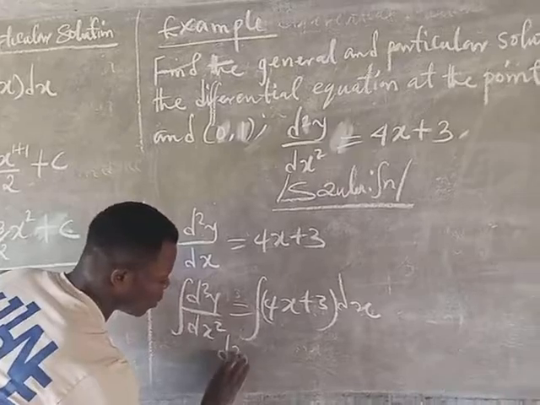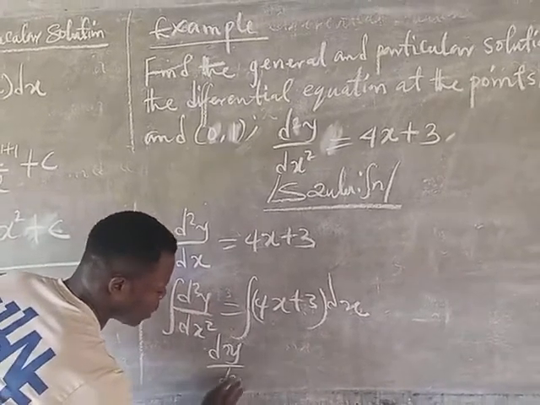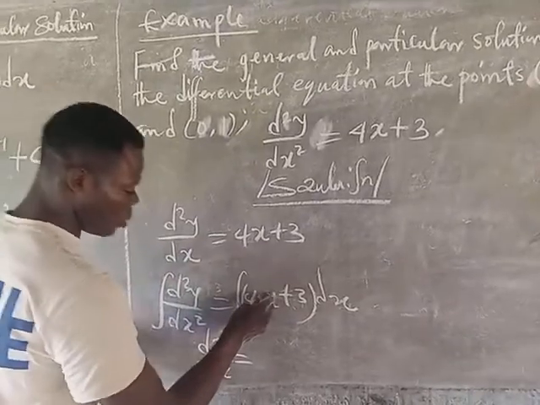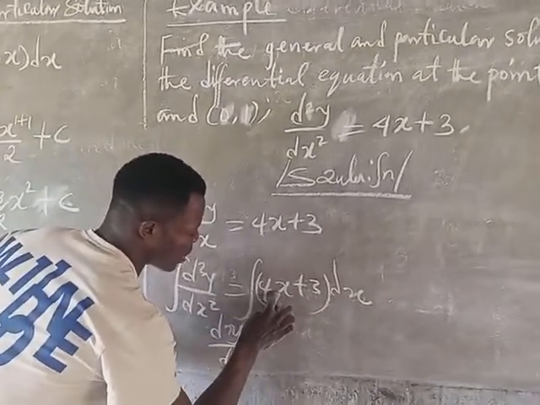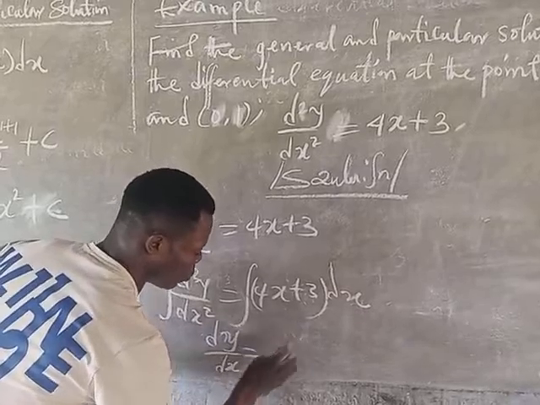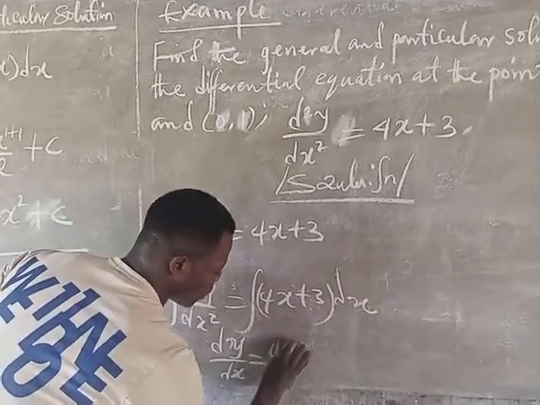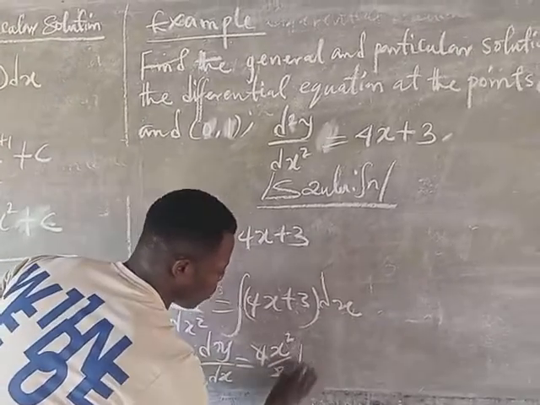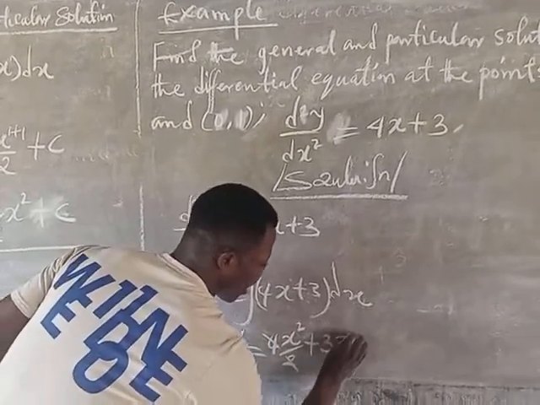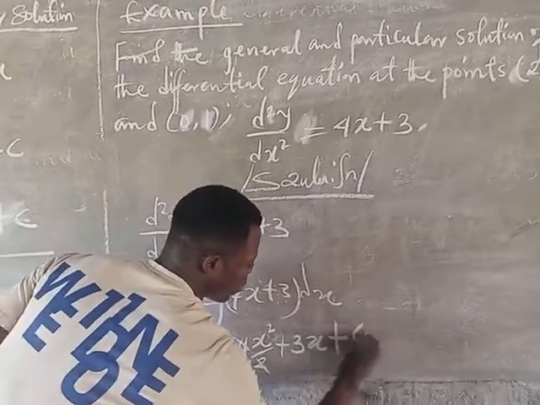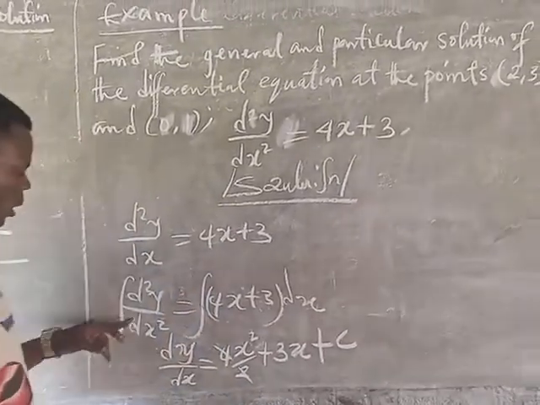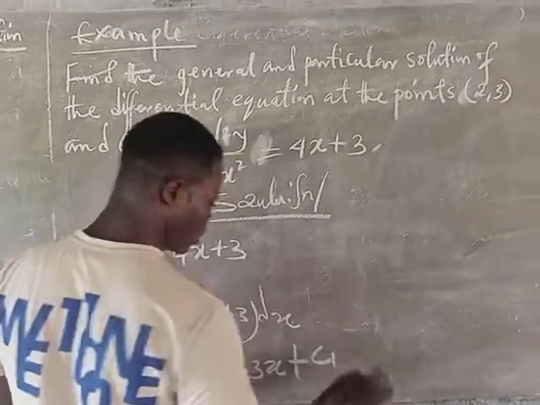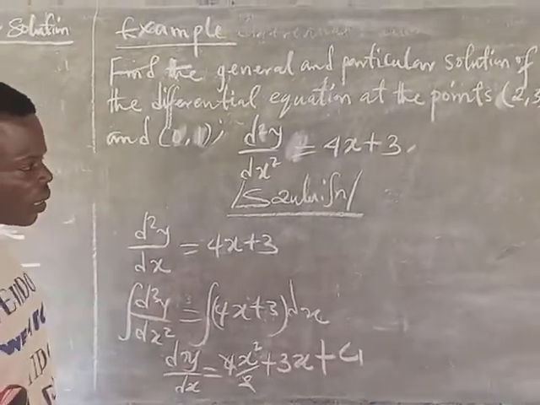We have dy with respect to dx equal to, and when we integrate this, of course, we know it's going to be 4x raised to the power of 2 divided by 2. So 4x squared over 2. And these two will cancel later. Plus this will be 3x. Then we apply a constant term. Because it is a second derivative, this will be the first constant we are going to generate. Let's call it c1.